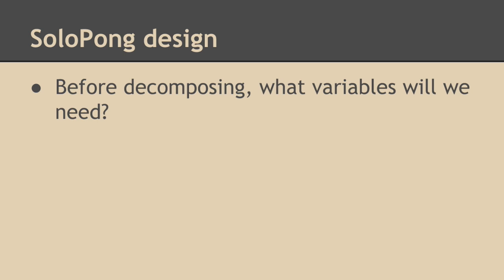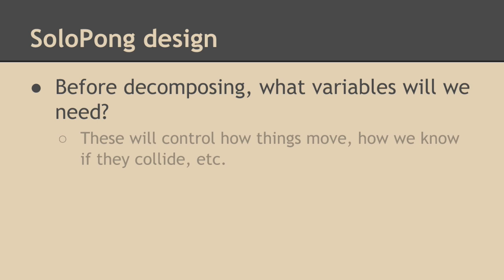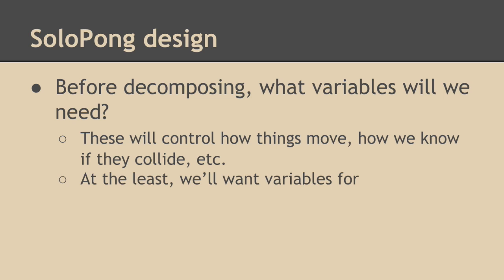Before we start further decomposing those methods, though, let's take a look at what variables we're going to need in order to make this program work. So these will be things that control how everything moves, how we know if things run into each other, where things are, all that. So we're going to, at the very least, have variables for the ball, the paddle, and the walls. So let's go ahead and go to the whiteboard and start looking at what variables we might need for each of those items.